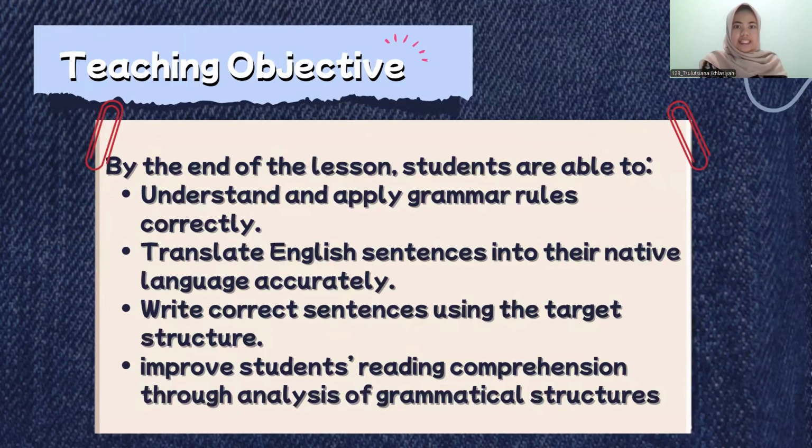Next is the teaching objectives. By the end of the lesson, students are able to understand and apply grammar rules correctly. The second one, translate English sentences into their native language accurately. The third one is write correct sentences using the target structure. And then the last one, improve students' reading comprehension through analysis of grammatical structures.